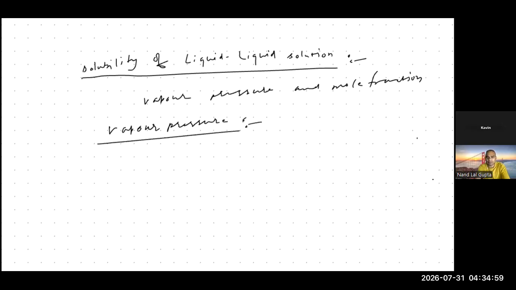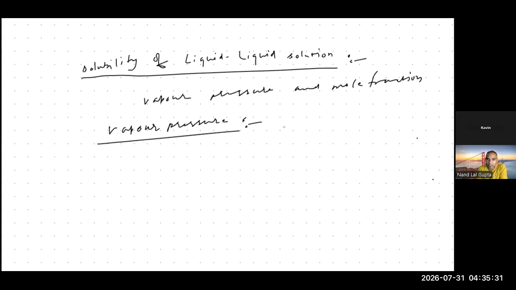Yes, the partial pressure of a liquid in vapor form. Partial pressure of liquid in the vapor form. Okay. Any other definition apart from this? It is somewhat correct only. We don't use the term partial pressure here because it is not a gas. Gas in liquid, that is partial pressure. So what is vapor pressure?